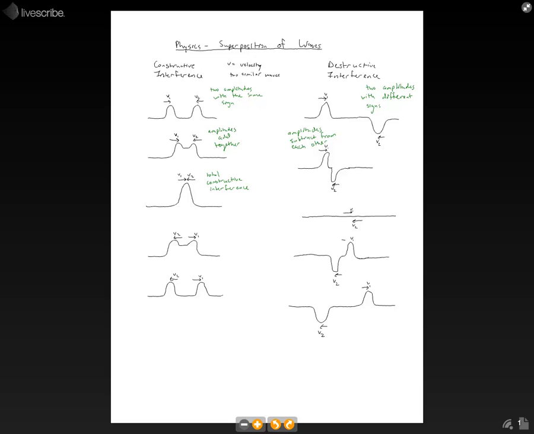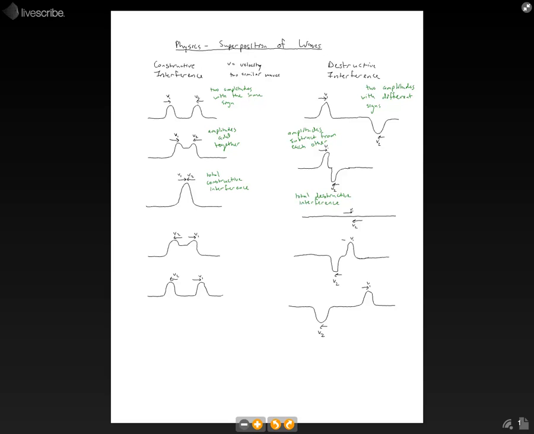And then our third picture down, we have no waves at all. We have no amplitude. And this is what is called total destructive interference.